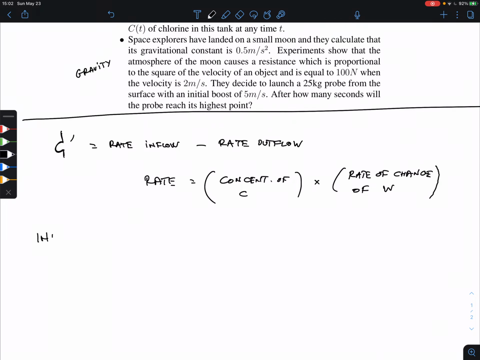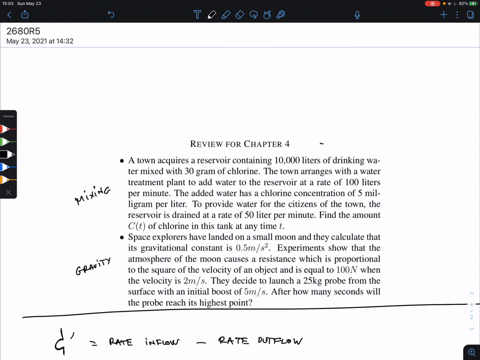For the inflow, what is the rate there? Well, what is the concentration of chlorine in the water that they add? The inflow is discussed in this part of the question, right? And we see there's 100 liters per minute of water and 5 milligrams. Be careful. So what are the units here? We have liters, we have grams. You see here we use grams in this thing, and we also have t in minutes.